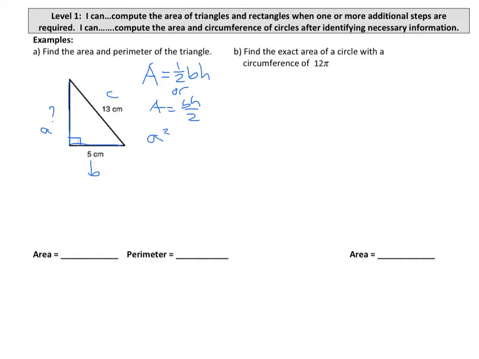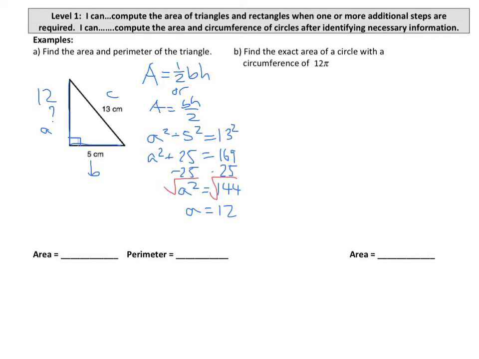So I get a squared plus 5 squared equals 13 squared. A squared plus 25 equals 169. And then I subtract 25 from both sides. And we get a squared equals 144. And then to find a, I take the square root of both sides, and we get a equals 12. So that's my missing side, which would be the height of this triangle.